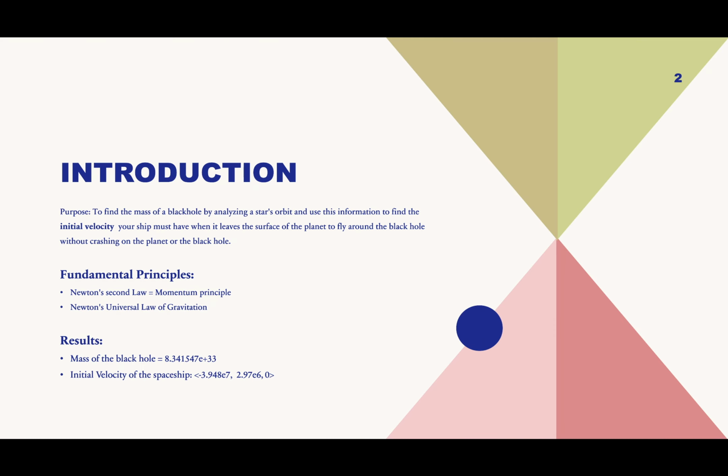Now, introduction. The purpose of this lab is to find the mass of a black hole by analyzing a star's orbit and use the information to find the initial velocity your ship, which will be given later, must have when it leaves the surface of the planet that we're given later, to fly around a black hole without crashing on the planet or the black hole. Fundamental principles that we'll be using are the momentum principle and Newton's universal law of gravitation.